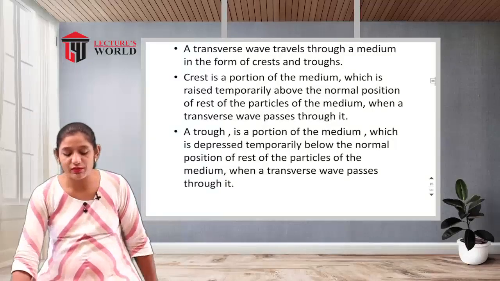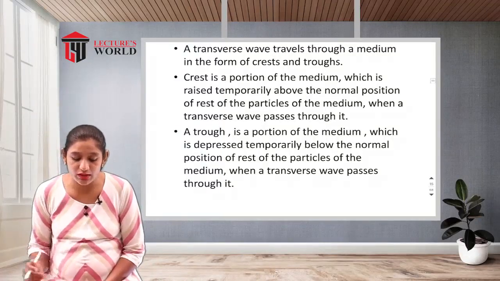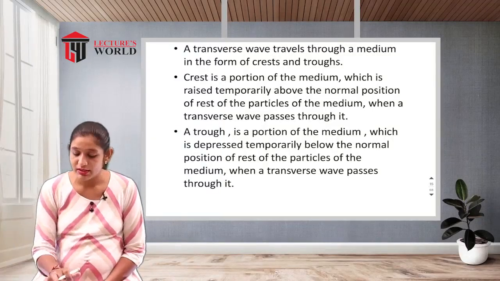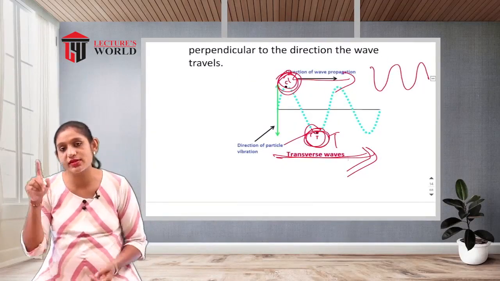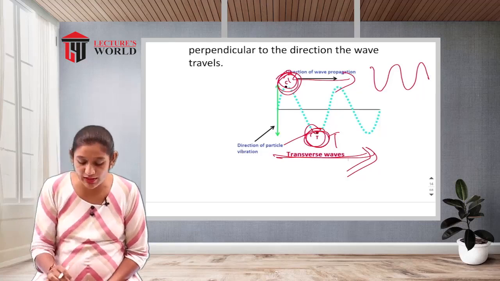A transverse wave travels through a medium in the form of crests and troughs. See, this is called the crest, this is called the trough. It always transfers by the crests and troughs.